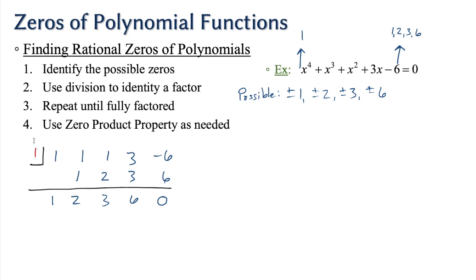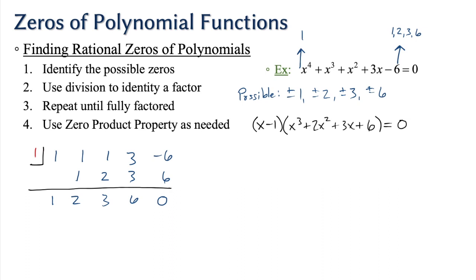Okay, but again, if this didn't work, move down the list. Try -1. If that doesn't work, try 2. Try -2. Keep going until you get one. Now, at this point, let's take a look at what we got. We have x minus 1 as a factor, because we just discovered 1 was a zero. So when we solve this for 0, let's see what's left. We have 1x cubed plus 2x squared plus 3x plus 6.